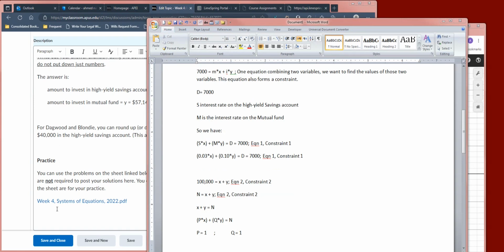So I keep using the word constraint. Why is that? Well, because the two equations actually form two constraints. The first one is that the return must be equal to $7,000 or more if you're okay with using inequalities. And the second constraint is that there's only $100,000 to invest, right? So we have two equations, both of which are constrained equations.